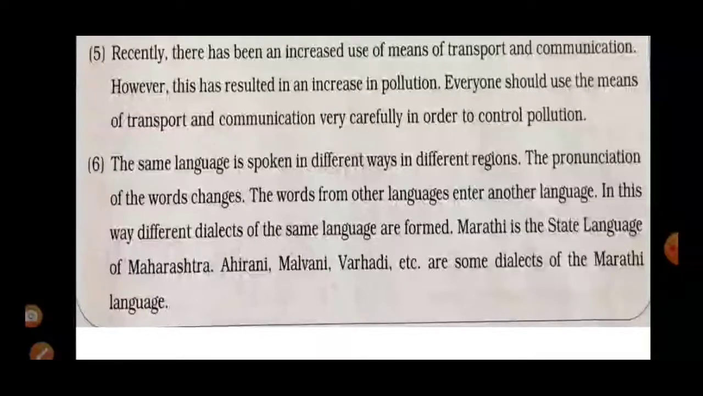The same language is spoken in different ways in different regions. The pronunciation of the words changes. The words from other languages enter another language. In this way, different dialects of the same language are formed.